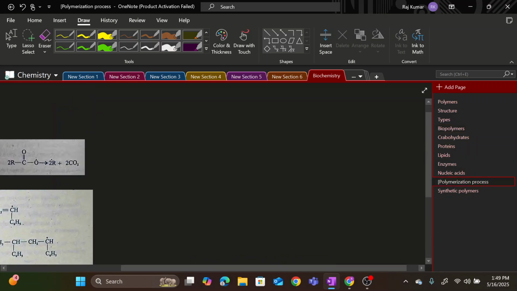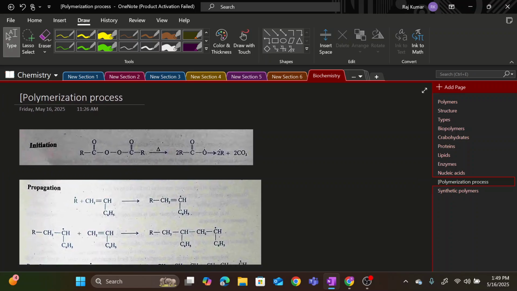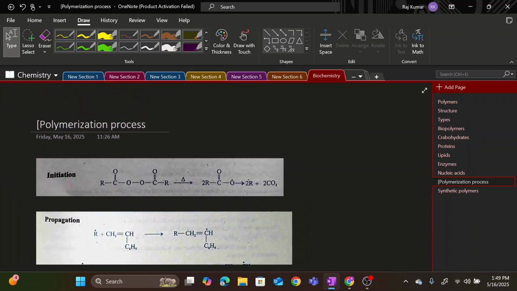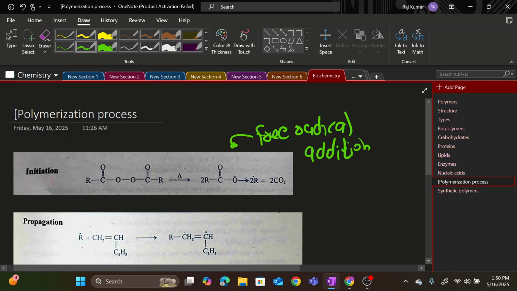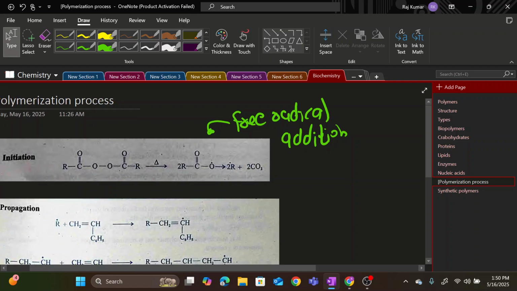How does the polymerization happen? There are two major ways in which polymerization happens. Number one is through free radical addition. When we perform polymerization through a free radical addition reaction, this is known as free radical addition polymerization in simple words.